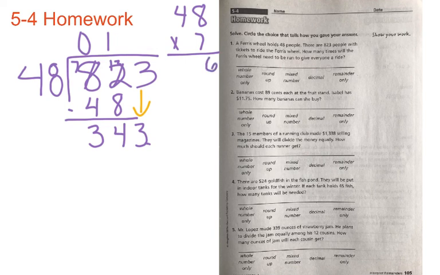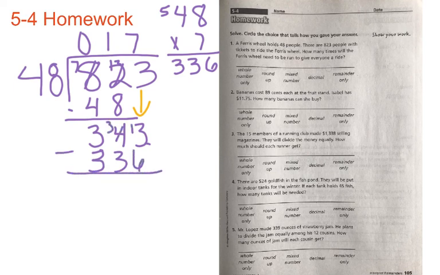Put down your 6, carry your 5. 7 times 4 is equal to 28, plus 5 is equal to 33. So we have 336, and that is less than 343. So we can go ahead and put our 7 up here and then subtract 336. This 3 becomes a 13, 4 becomes a 3. 13 minus 6 is equal to 7, 3 minus 3 is equal to 0, 3 minus 3 is equal to 0. So we're left with a remainder of 7.